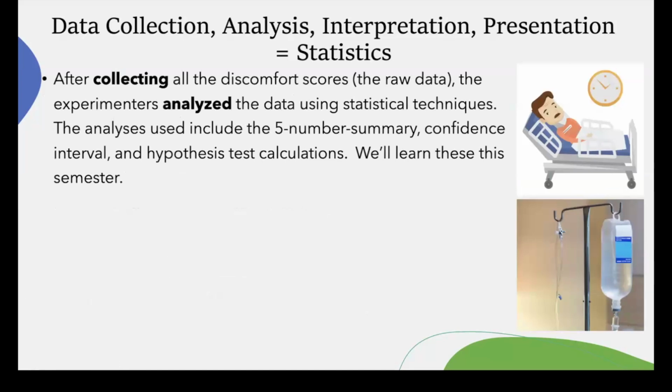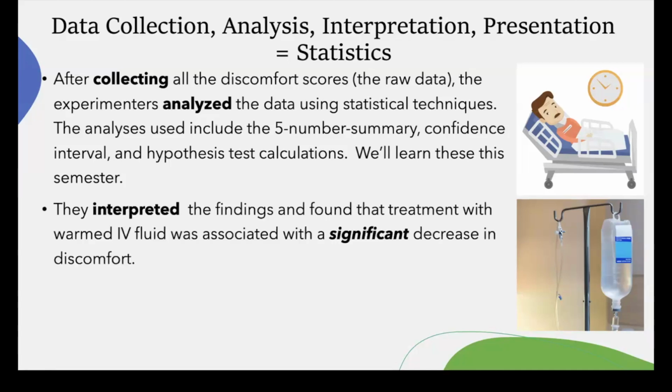Okay, so after collecting all the discomfort scores, that's considered the raw data, the experimenters analyze the data using statistical techniques. And those statistical techniques, we will see them this semester. They include a 5-number summary, confidence interval, and hypothesis test calculations. We are going to be looking at all of those.